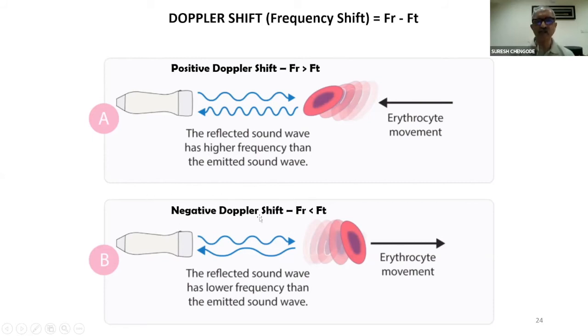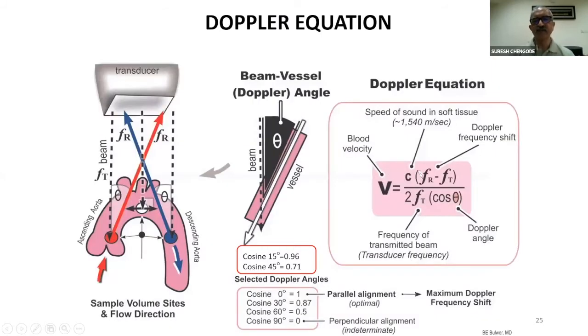Now this particular Doppler shift, also known as frequency shift, along with the speed of ultrasound in the tissue and the frequency of the transmitted ultrasound wave, with the cosine of an angle theta, is put into the Doppler equation, and we will be able to get a representative or the correct velocity of that particular blood flow. Now, what is this angle theta?